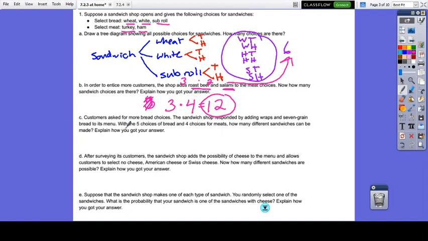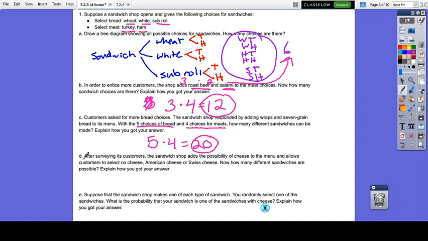Okay. Customers ask for more bread choices, so the sandwich shop responds by adding wraps and 7-grain bread to its menu. So now we have 5 choices of bread and 4 choices of meat. How many different sandwiches can be made? You simply just do 5 times 4, you get 20 possible sandwiches.